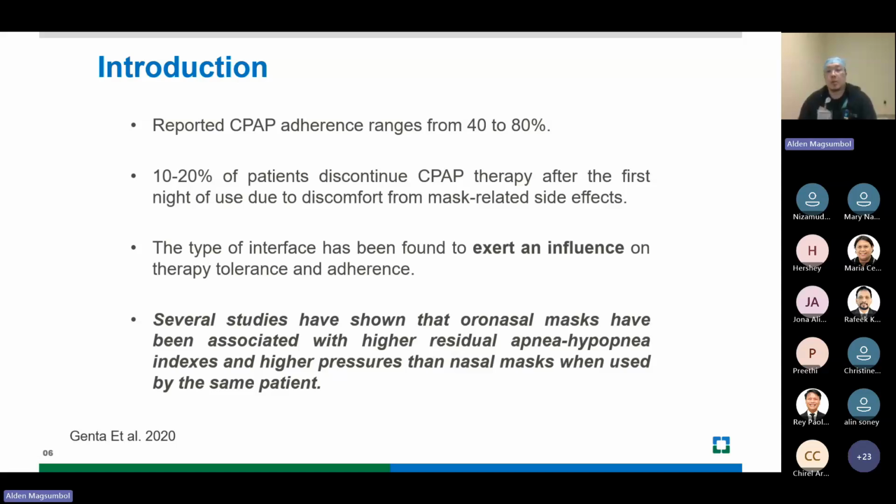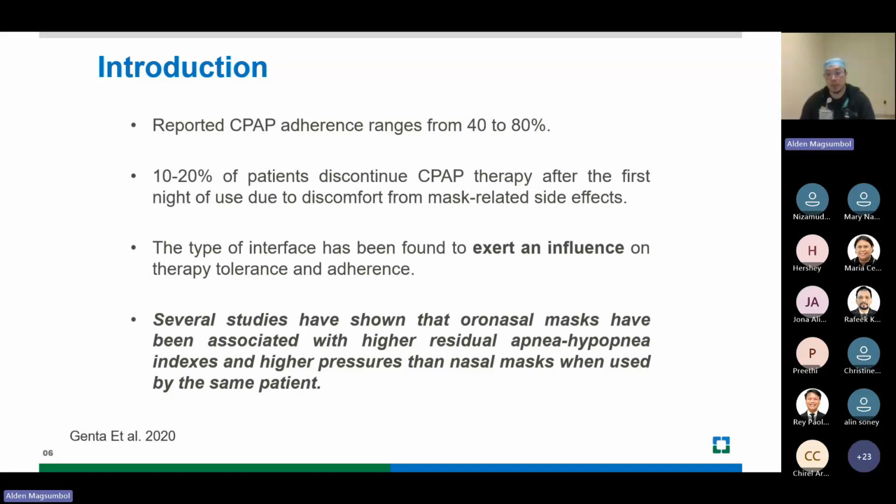Okay, introduction. Although CPAP therapy is known to be effective and long-term adherence has been consistently shown in clinical trials, reported adherence ranges from 40 to 80%. However, 10 to 20% of patients discontinue CPAP therapy after the first night of use. This is due to the discomfort from mask-related side effects. The type of mask has been found to have an influence on tolerance and adherence.